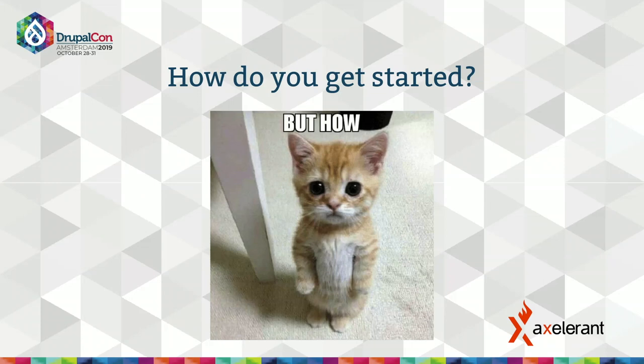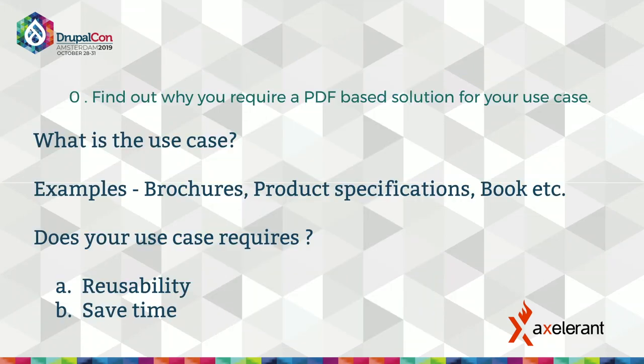So the next question would be, how do you get started? The first part is to find out why you require a PDF-based solution for your use case. During this stage, you just need to answer a couple of questions. What is the use case? For example, you can have a brochure, a product specification, a book, a test paper, etc. Does your use case require reusability? Are you going to create one type of document again and again? Do you have lots of documents of one particular type that you need to build again and again to save time? Then you can select Drupal 8, and the talk I'm about to give is about that.